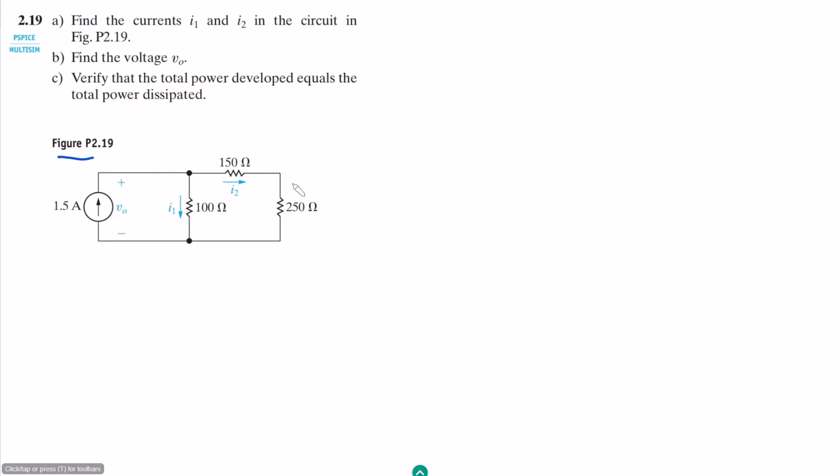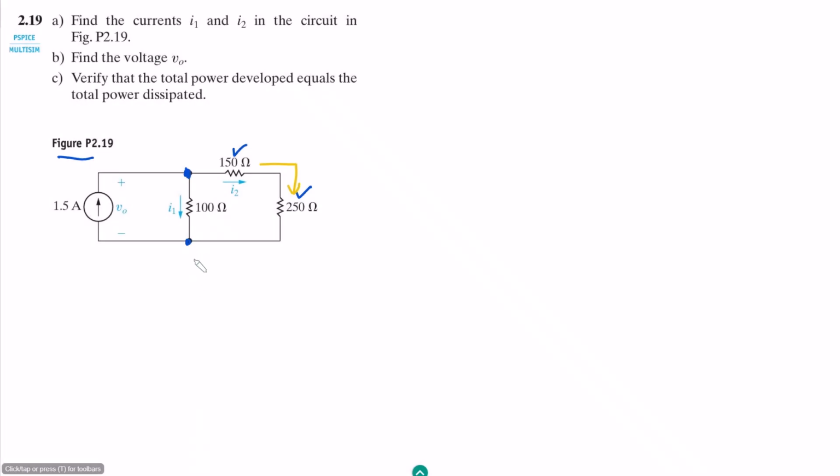Okay, in order to do so, this is the circuit we have, and here we can see that this is the current source which is in parallel with this resistor, and this resistor is in parallel with the series combination of these two resistors. You can see that the same current is flowing through this one and this one, so therefore these two are in series with each other.